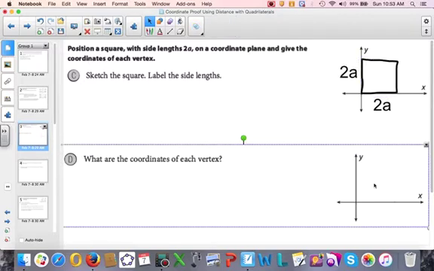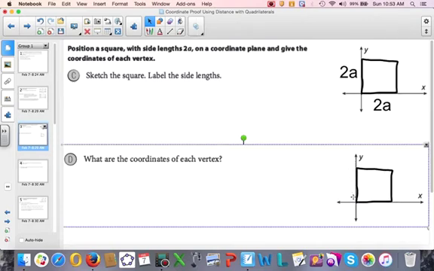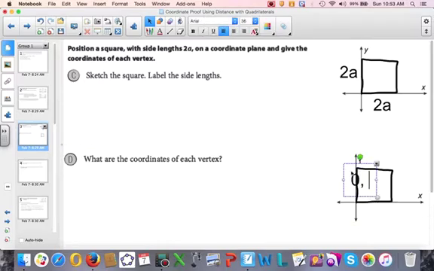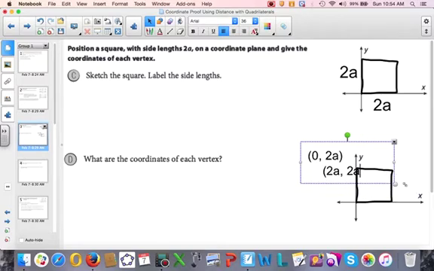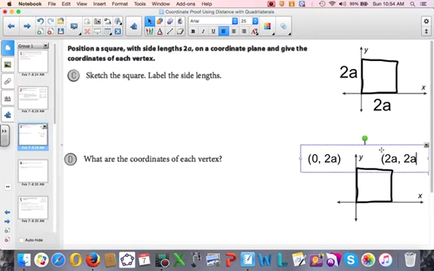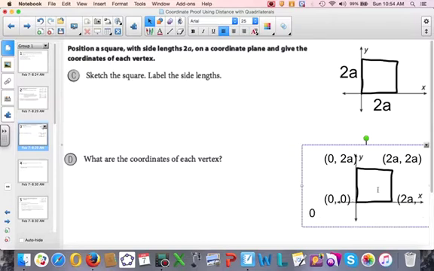Well, if I take this figure and copy it and paste it down here, if the length of this side is 2a, then this point is 0, 2a. And this one over here would be 2a, 2a. This point down here would be 0, 0. And finally, this vertex would be 2a, 0.